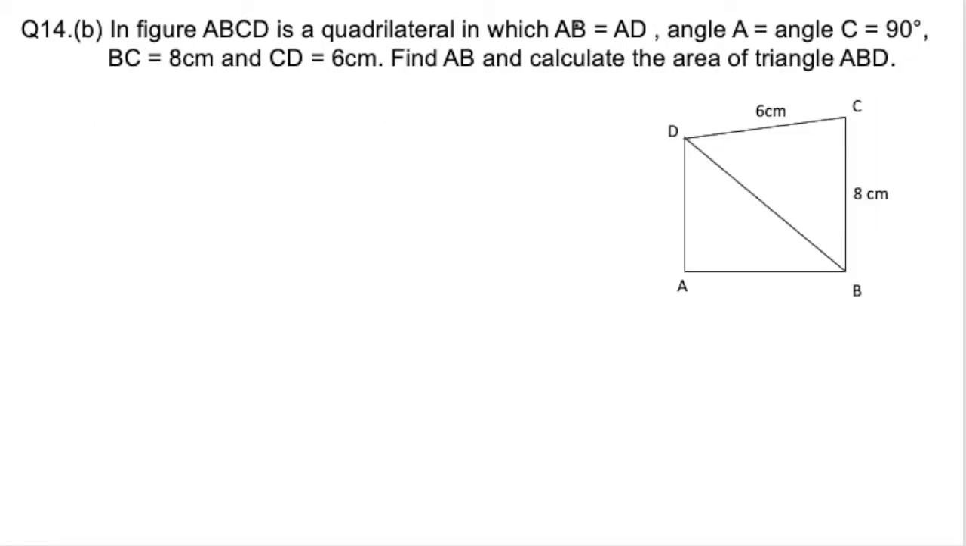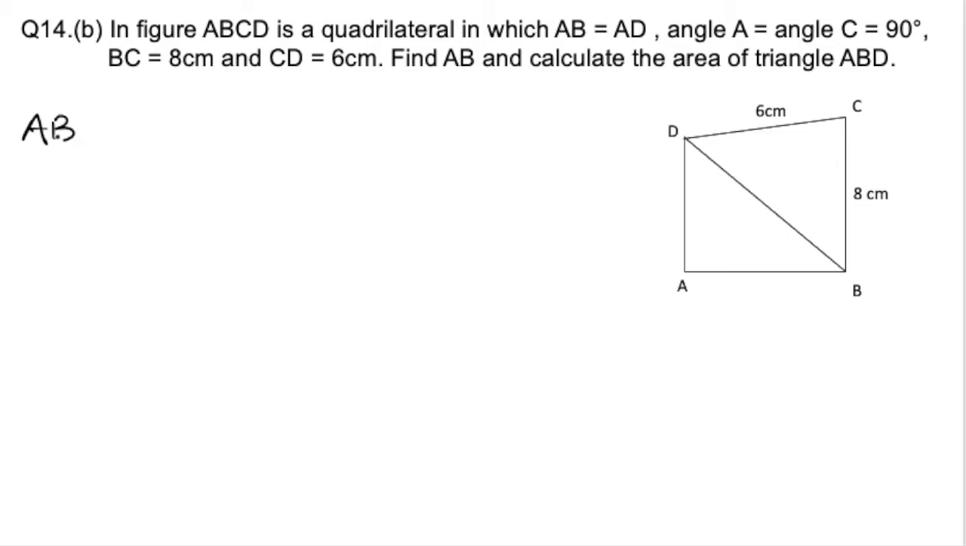Moving on to question number 14b part. In the figure, ABCD is a quadrilateral in which AB and AD are given as equal. We need to find the value of AB and also the area of triangle ABD. So let's begin the question.